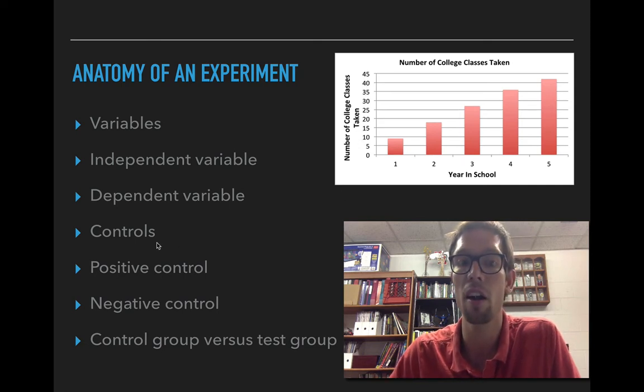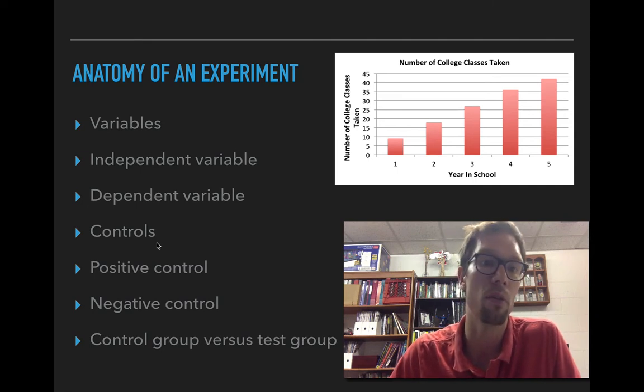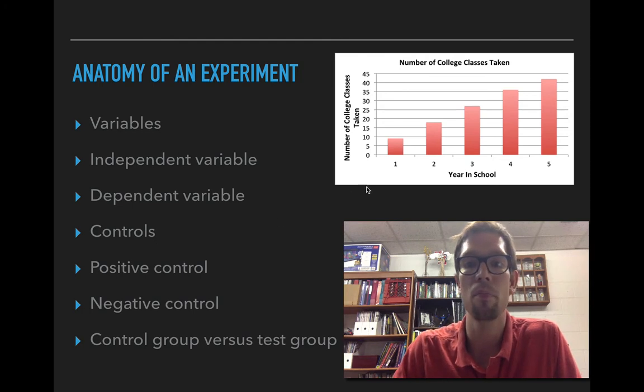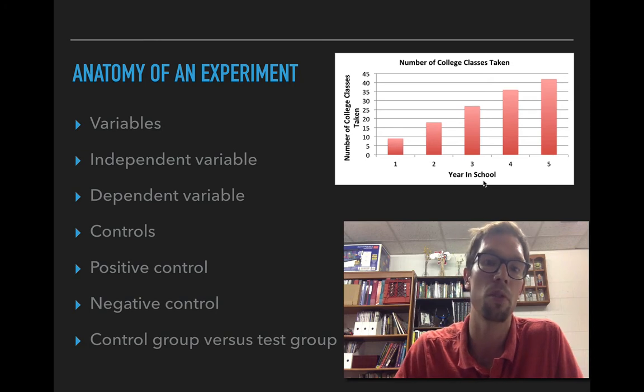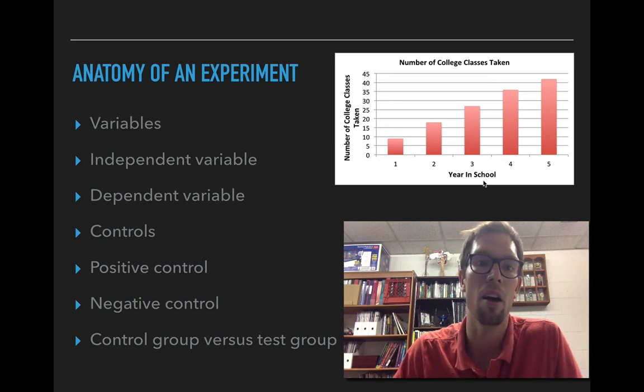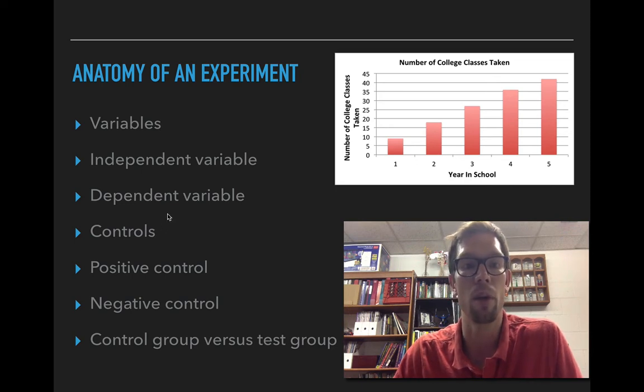Now, controls are different things that could vary in your experiment, but you don't necessarily want them to. So it may be that you are trying to determine what causes the number of college classes to be taken, and you may be looking at year in school, but you may also want to control for gender. Maybe males tend to take more than females, what have you. But they're just different things that could possibly vary an experiment that you would want to account for and control for.